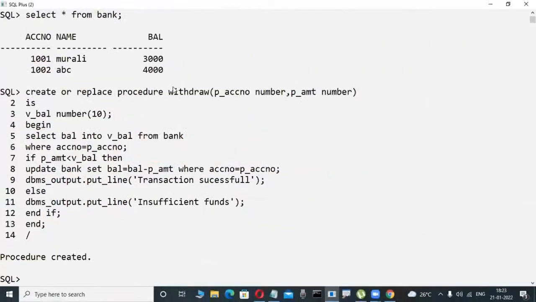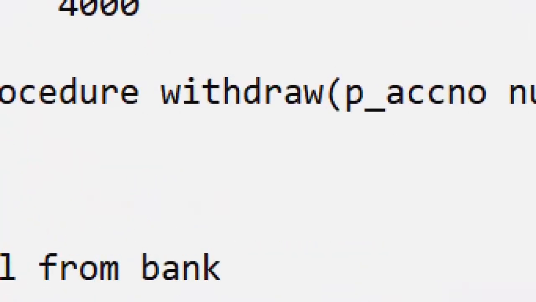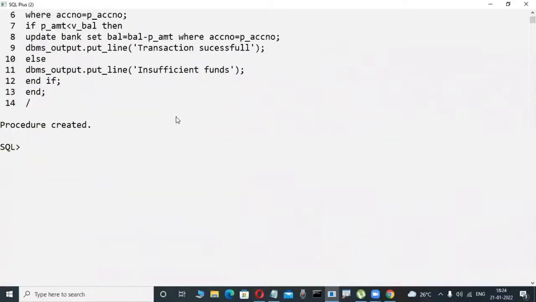Once I develop this withdraw procedure, I check it with the ATM transactions I mentioned in the previous case. Observe here, I'm executing it: exec with the procedure name withdraw. I'm calling this procedure withdraw.